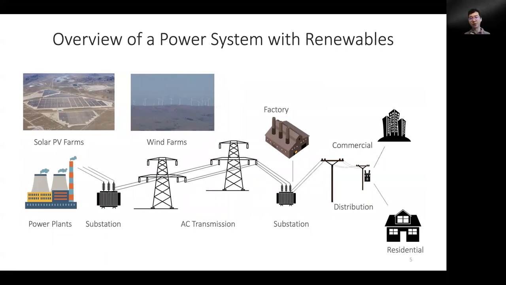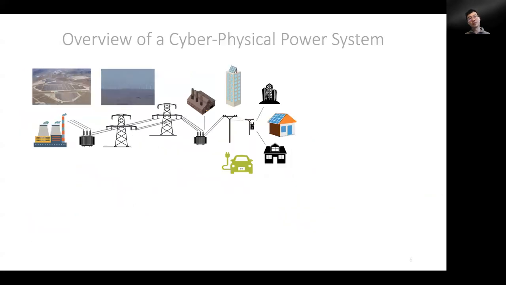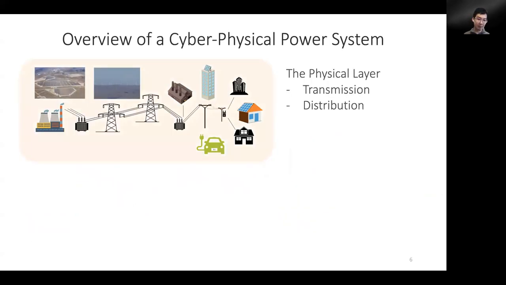And on the distribution side, on the right, we are also seeing increasing adoption of distributed energy resources such as rooftop PV, as well as new loads, such as charging electric vehicles. So from the point of view of the cyber-physical power system, these are the physical layer with transmission and distribution system. What makes it a cyber-physical system is the inclusion of sensing, data streaming, communication network, and measurement-based controls.